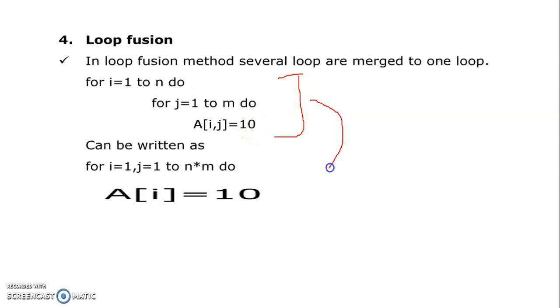This code can be optimized by merging both loops, the outer loop and the inner loop. So we are merging two loops, and your code will look like this: for i equals 1 to n cross m, do a[i] equals 10. So these are the various techniques of machine independent code optimization.